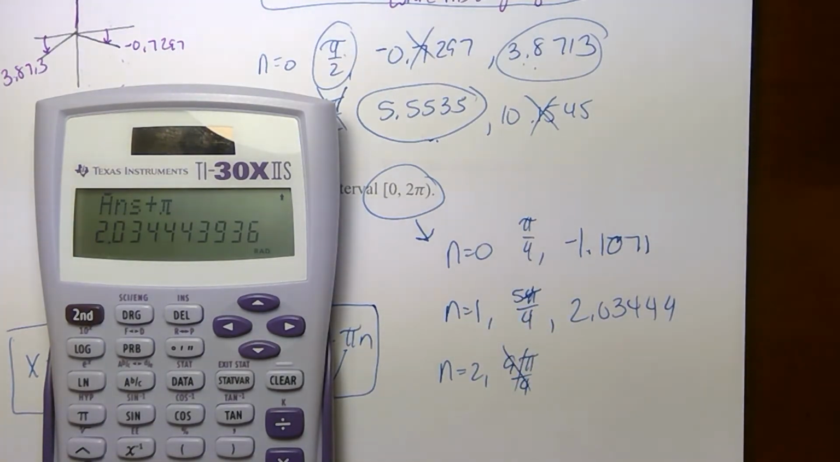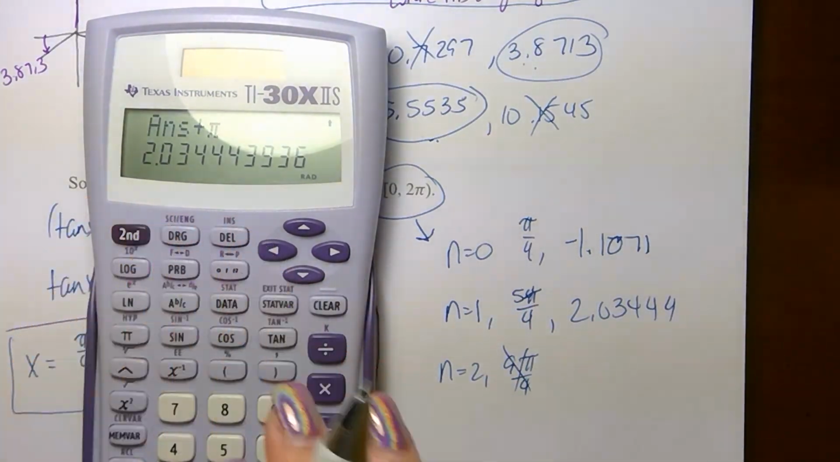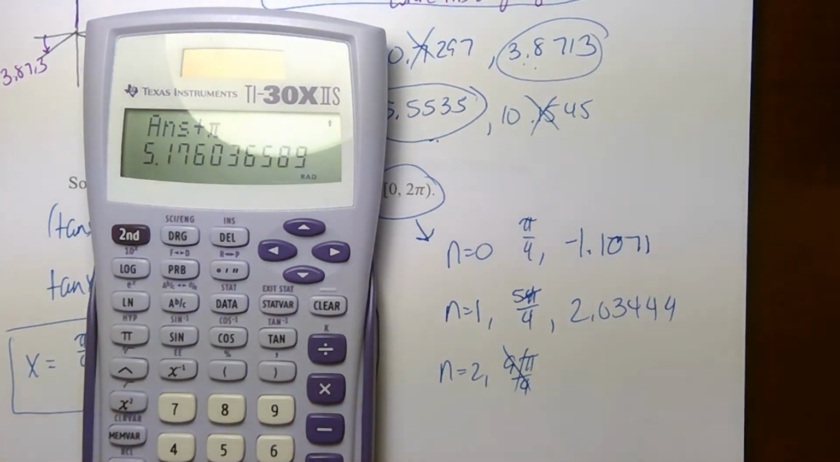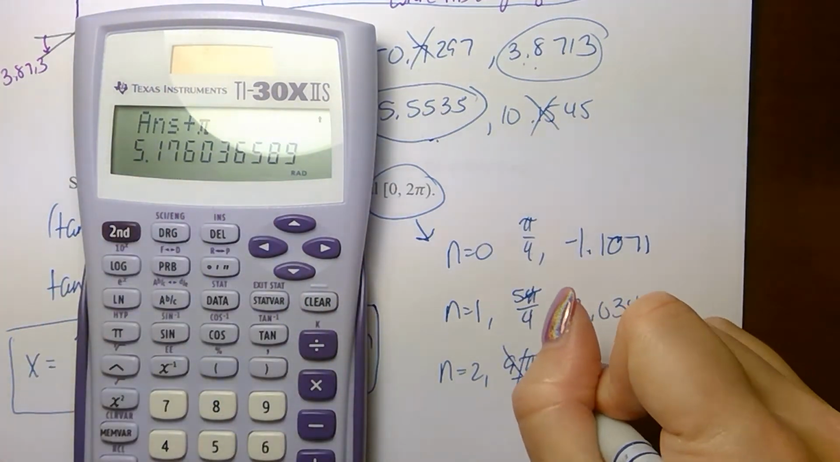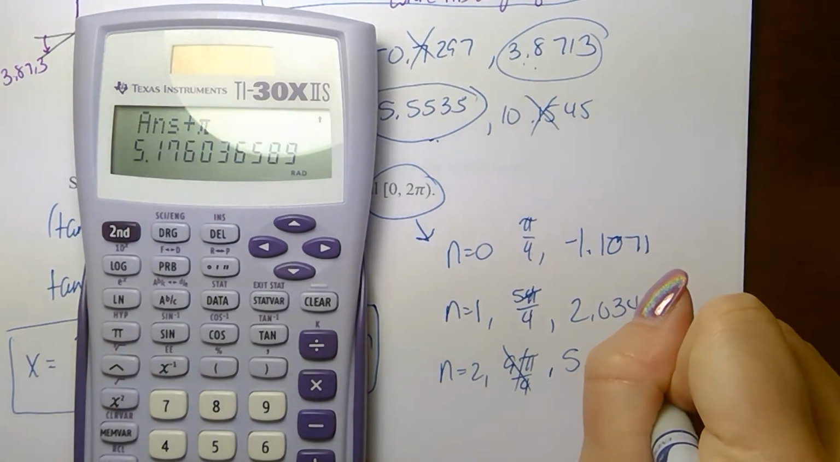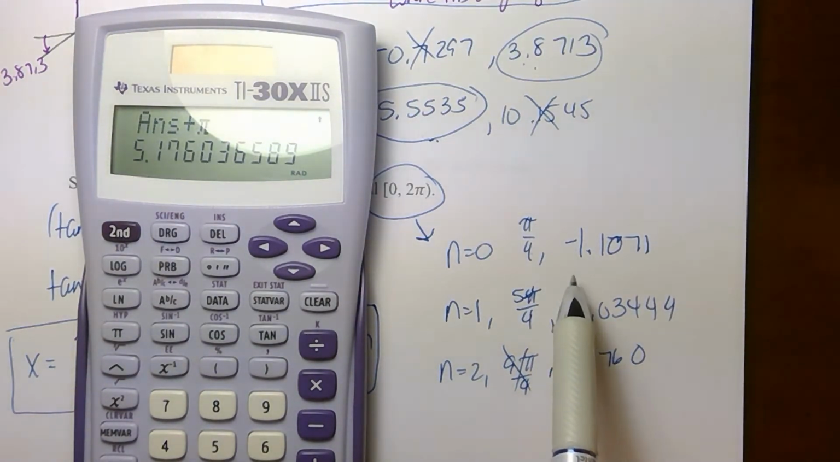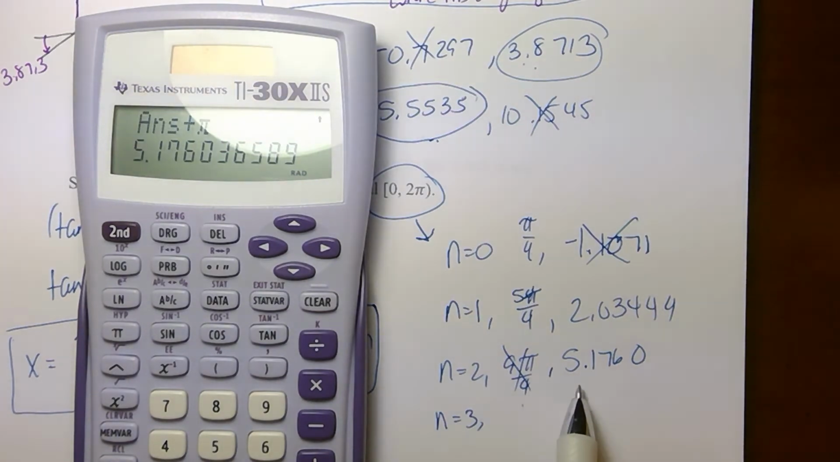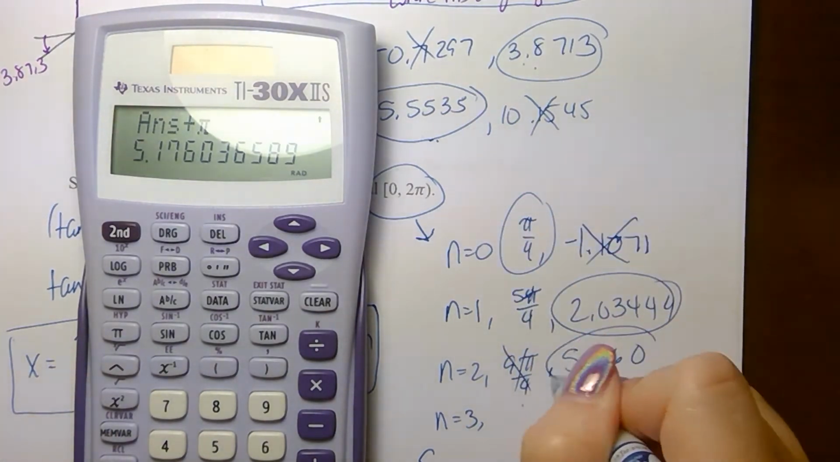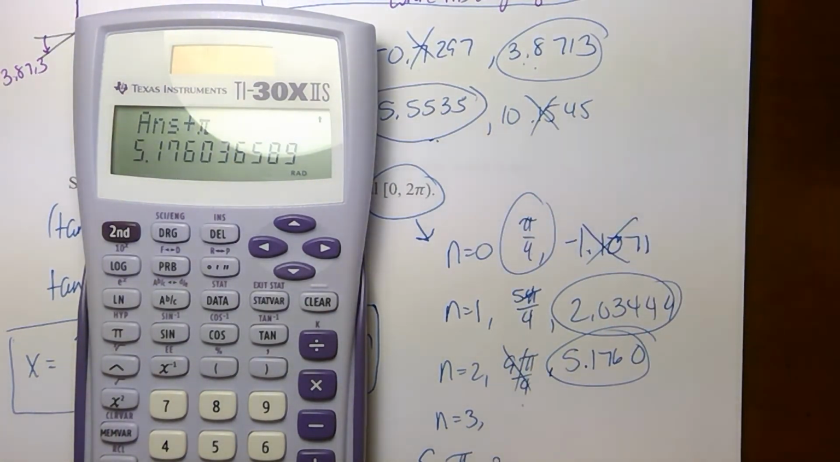That's outside my interval. If I start with this 2.03 number and add pi again, that's still within my interval because my 2 pi is approximately 6.28. So 5.1760 is within my interval. Notice this negative value is not inside my interval. Do I need to add pi again? Do I need to go to n equals 3? Well, no, this one's already out. And if I add 3.14 to this, it's going to be at 8 radians, and that's outside my interval 0 to 2 pi. So my solution set that sits inside my interval are those 3 angles.